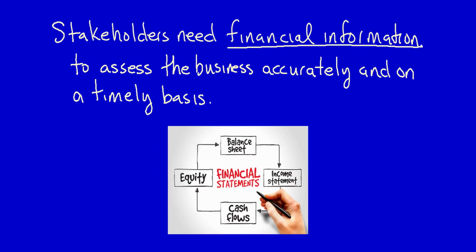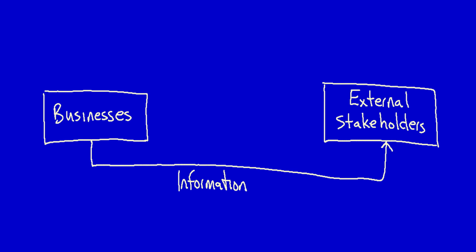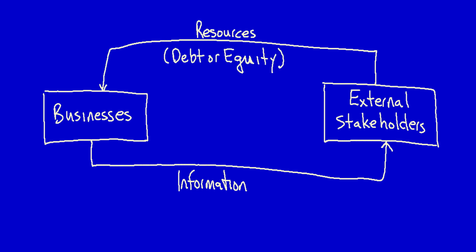Through financial reporting, businesses provide financial statements to external stakeholders so that they can, in return, receive resources. It's a cycle. Businesses give information to the stakeholders, and the stakeholders, through debt and equity markets, give resources to the company in the hopes of receiving more resources, meaning money, in the future in the form of returns. Returns such as interest on the debt, dividends on the shares, or increases in the share price.